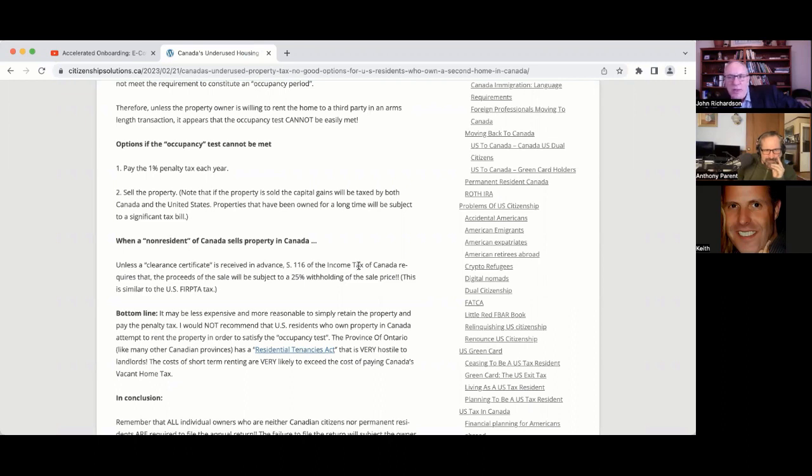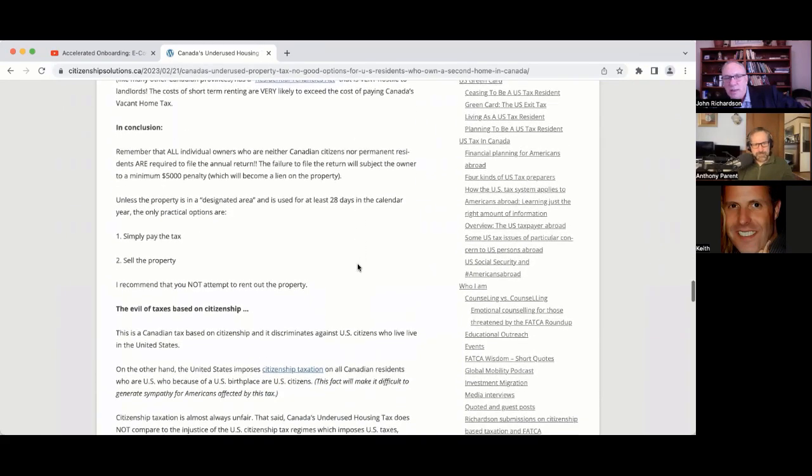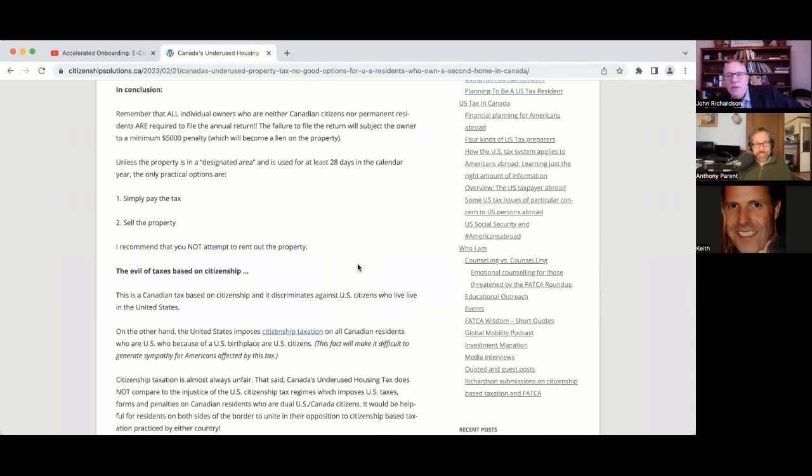What I think people should do, unfortunately, is just accept the tax and pay it and don't do anything else. That's their least expensive option for a lot of people. I just think this is likely to blow over. It is so incredibly discriminatory and evil. I mean, I agree with Congressman Higgins on that point.